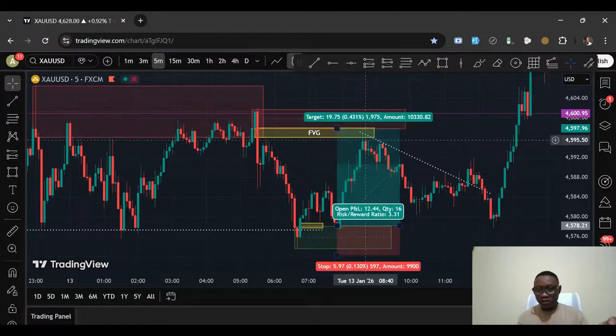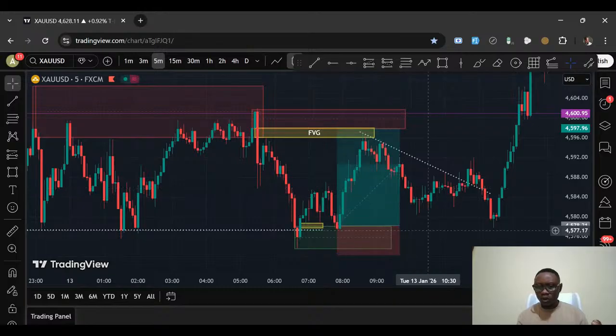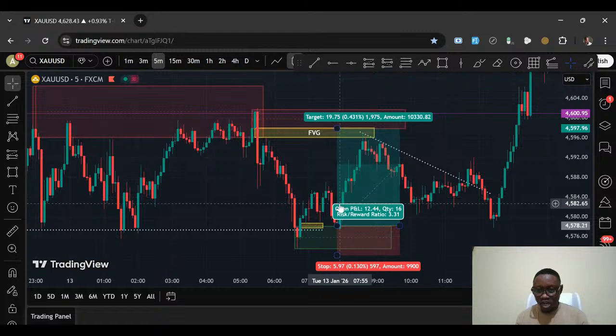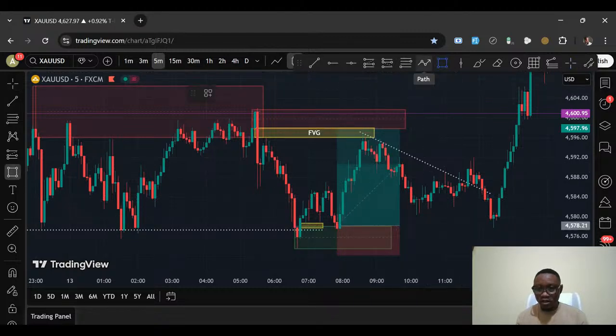Immediately, price started forming the red candle. I exited this trade. Okay, but I got busy. Otherwise, the plan was to reposition and take another entry once price retraces to this zone. If you look at it, we have another order block here. Okay, and look at it. We have another order block here, which is this.